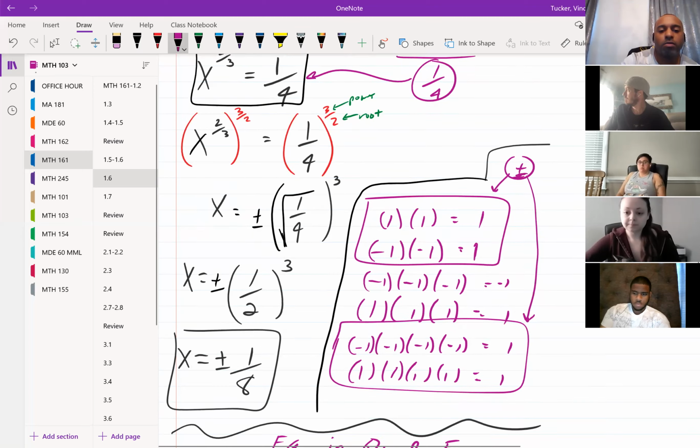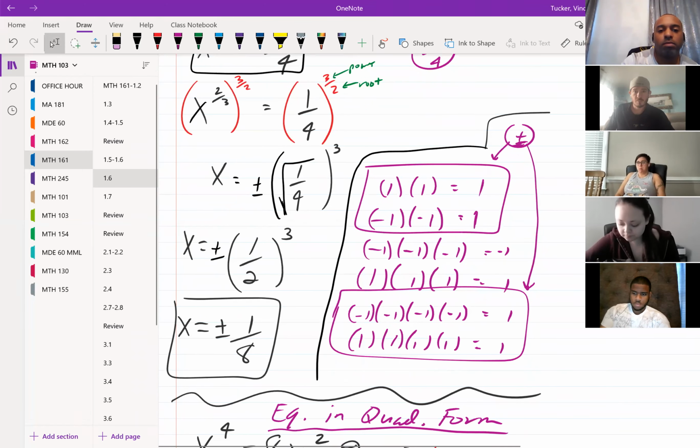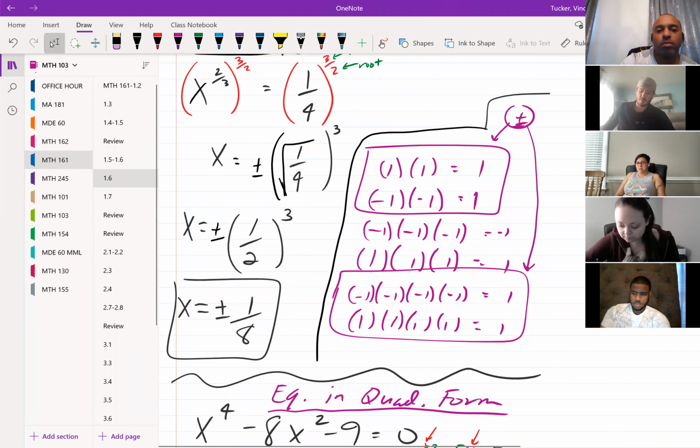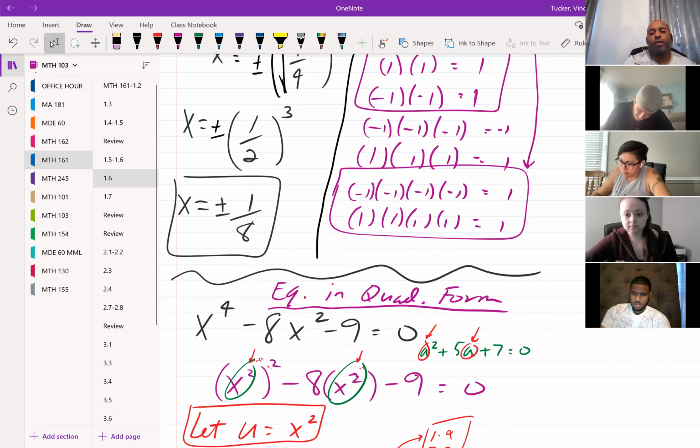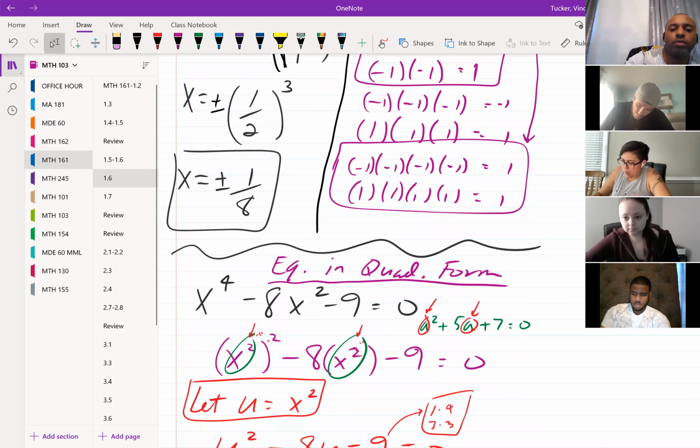All right, can I scroll up? You only have a couple scenarios left out of 1.6. So here we have equations in quadratic form. All right, so what do we mean by quadratic form?